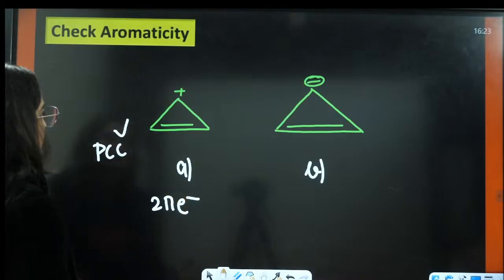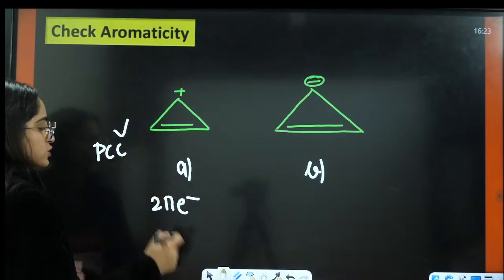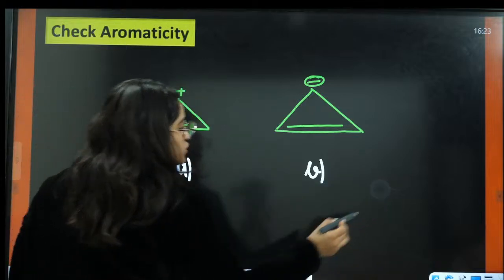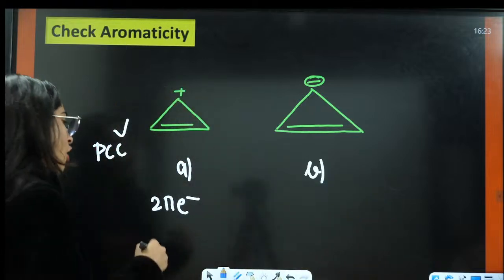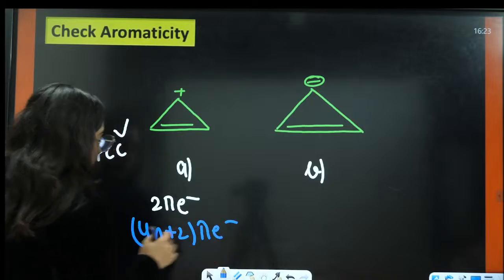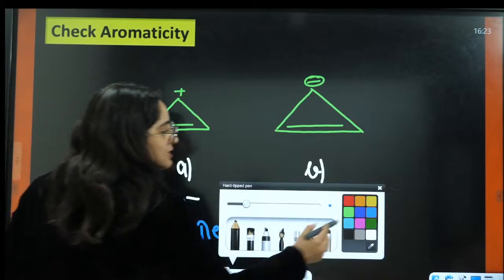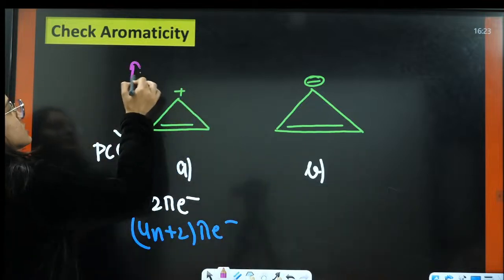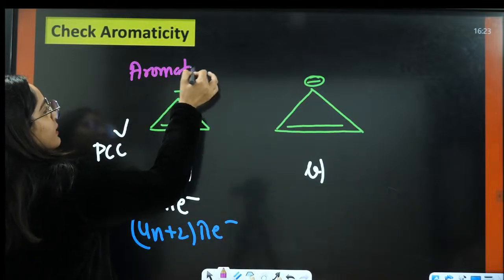Okay, so let us understand this. It has just one double bond, that means 2 pi electrons, and 2 pi electrons means it is having 4n plus 2 pi electrons if you put n equals 0. That means this is aromatic. So now this accounts for aromatic.